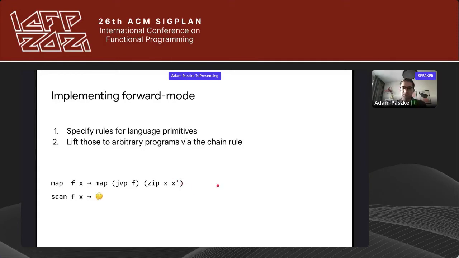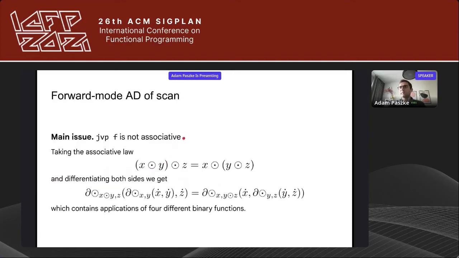So now the question is, what do we do with scans? This is a little bit more involved, mostly because the biggest issue that you really find when you do this is the JVP of f. If f is associative, right, because we assume that about the binary functions that we give to scan, then the JVP of f is not just straightforwardly associative, really.